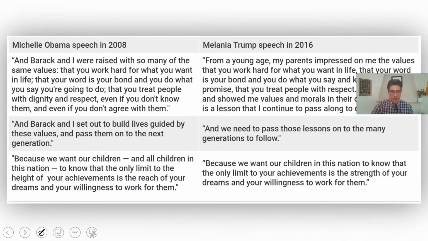Even though, for example, in this gray shaded area, the words are different, you have Michelle saying, "And Barack and I set out to build lives guided by these values and pass them on to the next generation." And the words are different in Melania's speech, where she says, "And we need to pass those lessons on to the many generations to follow." This idea is expressed with different words, but the ideas are the same.